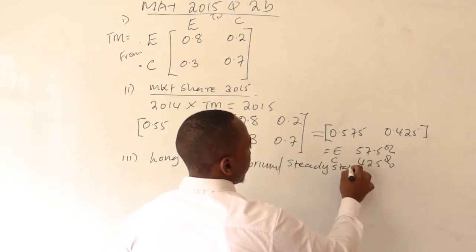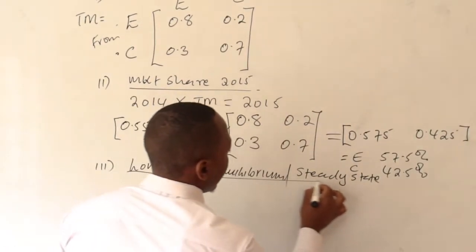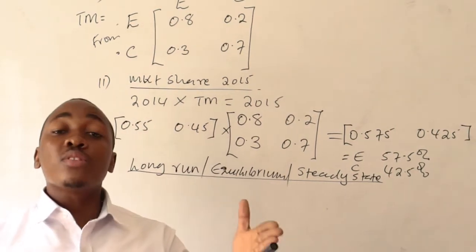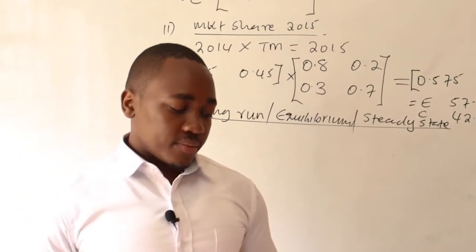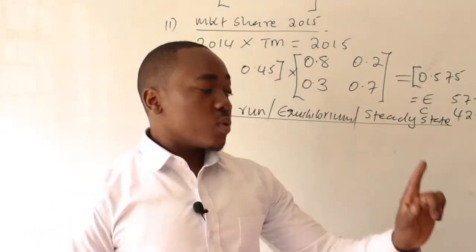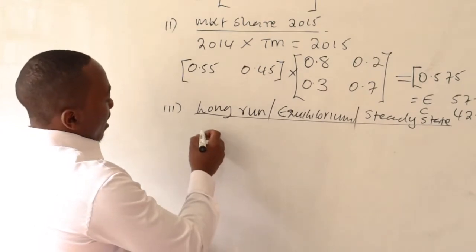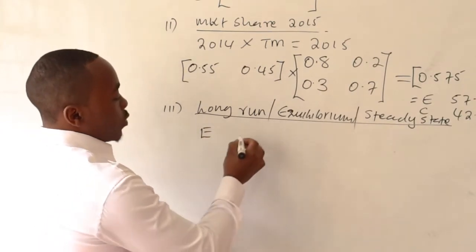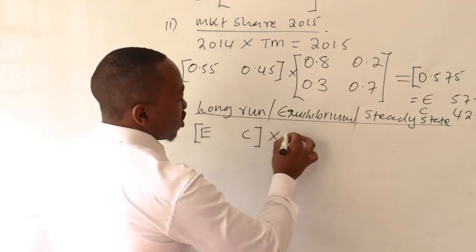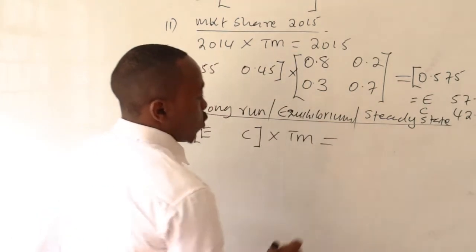Steady state. And we said that under long run state, the current state will be equal to the future state. So that means the current state times the transition matrix gives the future state. So in this case, we have two companies. We have Exxon and we have the competitor. If you multiply by the transition matrix, what do you get?